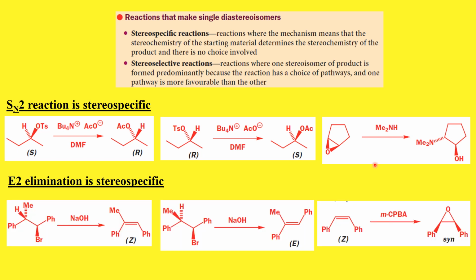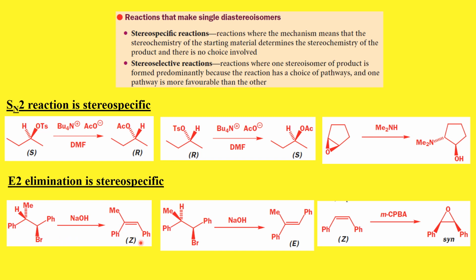E2 eliminations are also stereospecific. We absolutely know that in order for E2 elimination to take place, both the eliminating groups must be anti-periplanar to each other. For example, when this bromo compound is subjected to dehydrobromination, what do we end up getting? These two groups, hydrogen and bromine, must be anti-periplanar.